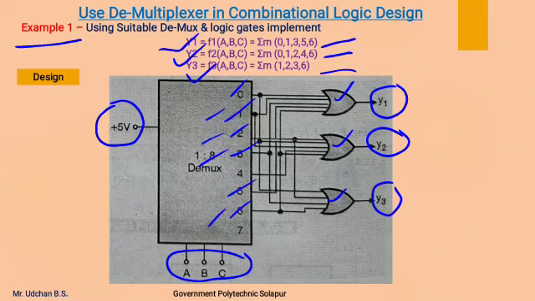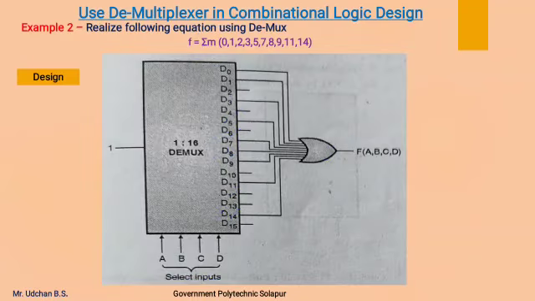This is how we can use a demultiplexer for combinational logic design. Next we will see the second example. In this we have to realize the following equation using a demultiplexer. The equation is a function of summation m 0 1 2 3 5 7 8 9 11 14. Now in this example no variable is given, so we have to decide the number of variables based on the decimal numbers available in the given equation. Here the maximum decimal number is 14, so to get that number we require 4 lines.